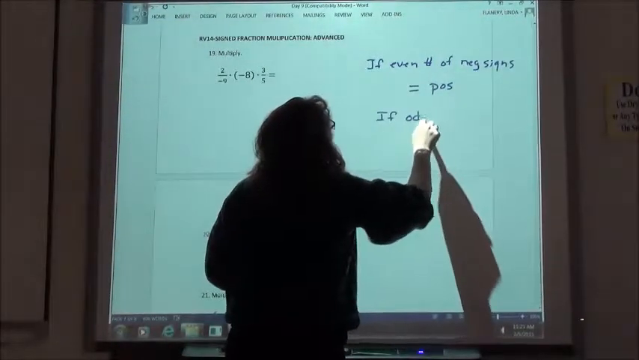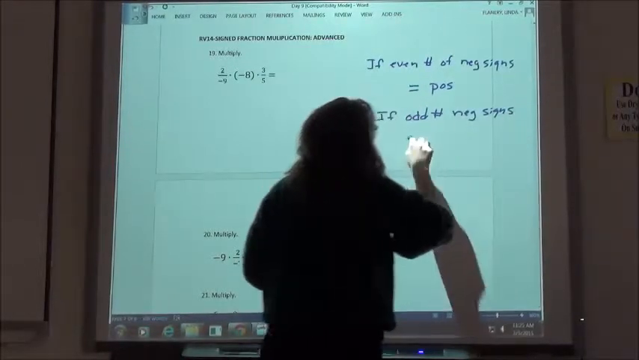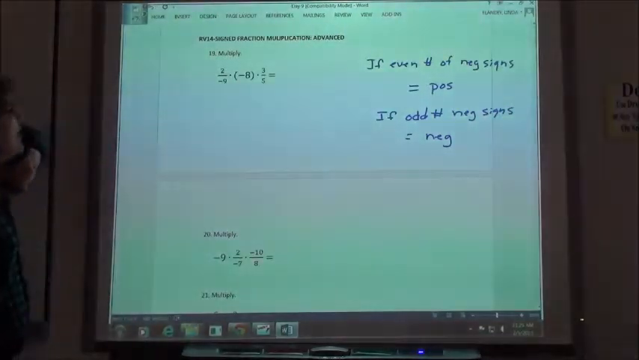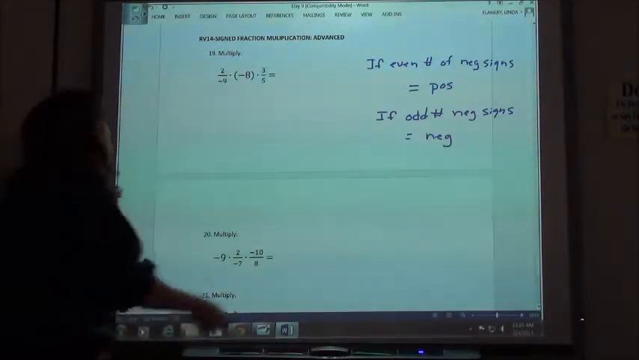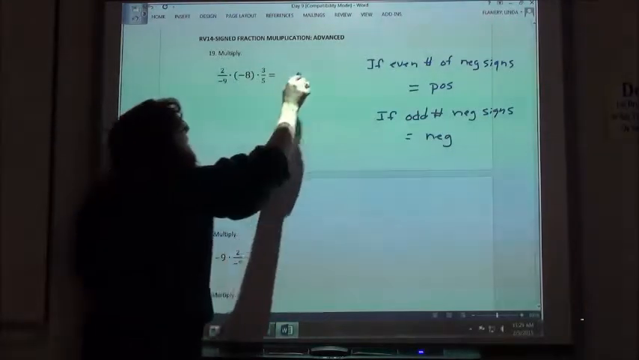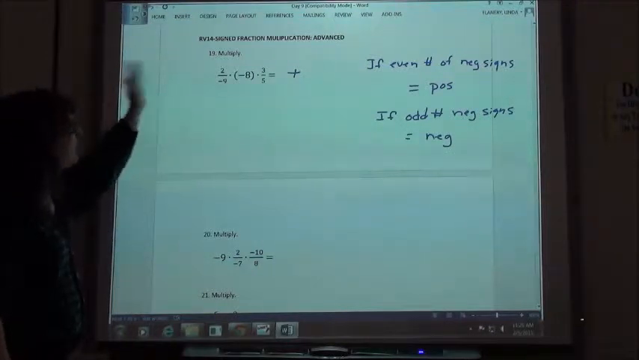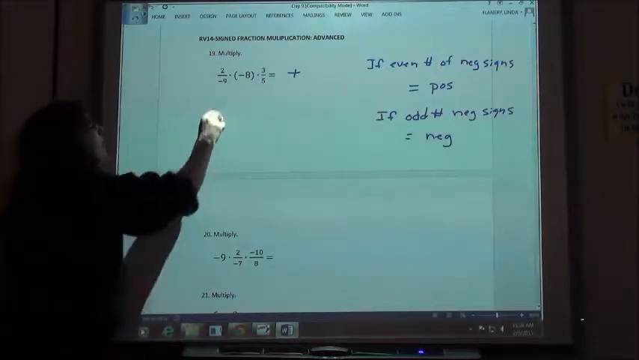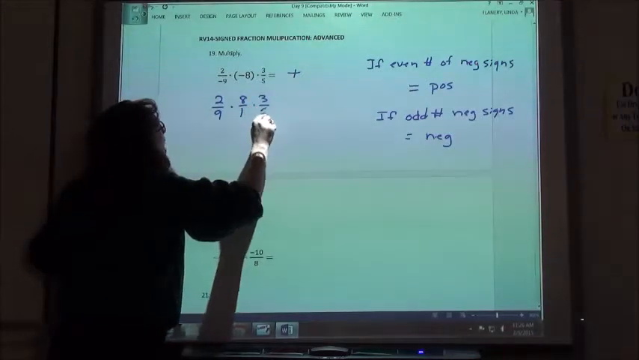If there's an odd number of negative signs, then it's going to be a negative. So when I do these problems, unlike on the ALEKS program, I try to figure out the sign of my answer first, and then I worry about multiplying my fractions. I know that I have 1, 2 negative signs. I'm going to end up with a positive answer. I'm going to write it over there just to remind myself. Then I'm going to rewrite that problem without all those negatives in there, making sure I put my whole number over 1. So 2/9 times 8 over 1 times 3 over 5.